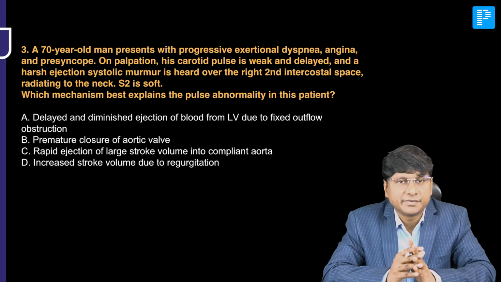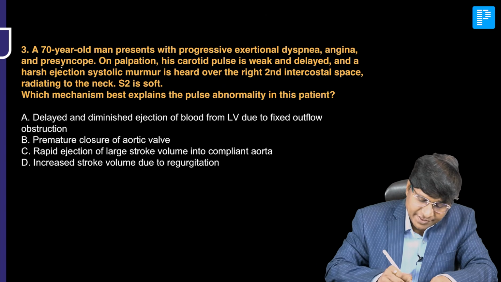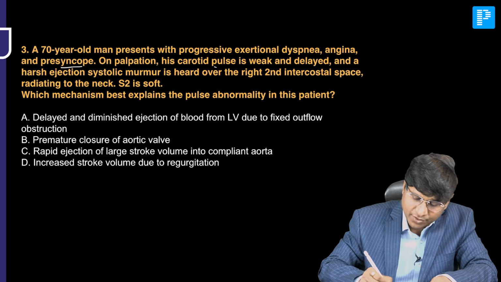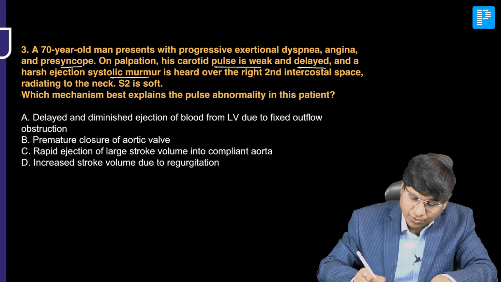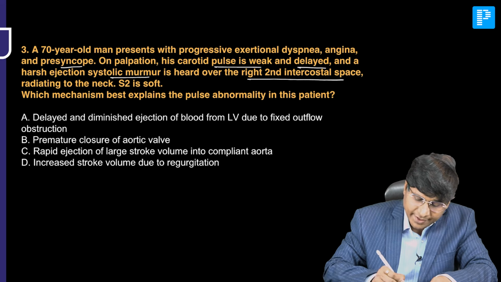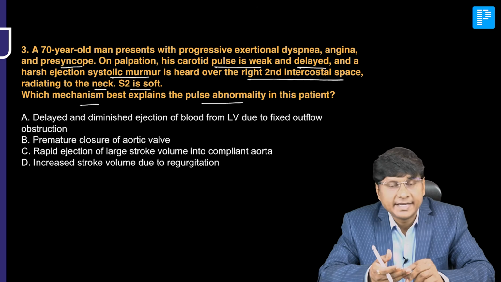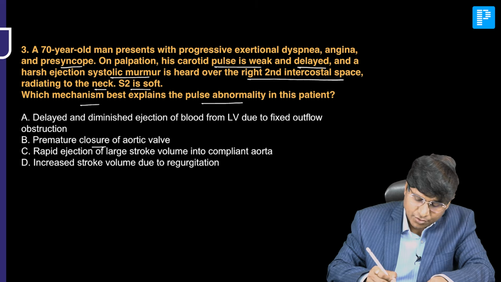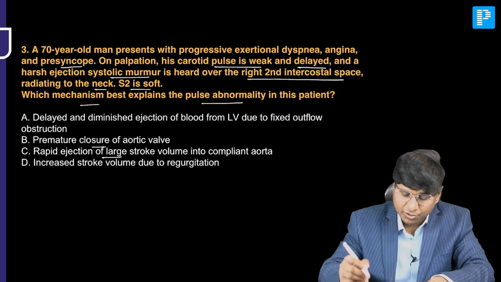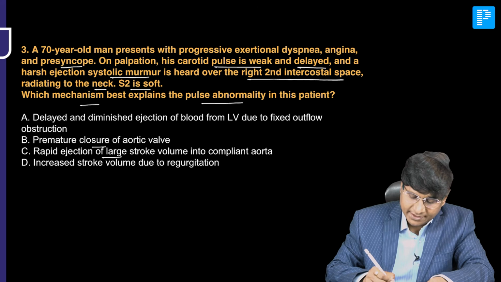So moving on to the third question, we have a 70-year-old man presenting with progressive exertional dyspnea, angina and pre-syncopal attack. On palpation, his carotid pulse is weak and delayed, and a harsh ejection systolic murmur is heard over the second right intercostal space radiating to the neck, and S2 is soft. Which mechanism best explains the pulse abnormality in this pattern? The options are delayed and diminished ejection of blood from the left ventricle due to fixed outflow obstruction, a premature closure of the aortic valve, rapid ejection of a large stroke volume into a compliant aorta, and increased stroke volume due to regurgitation.